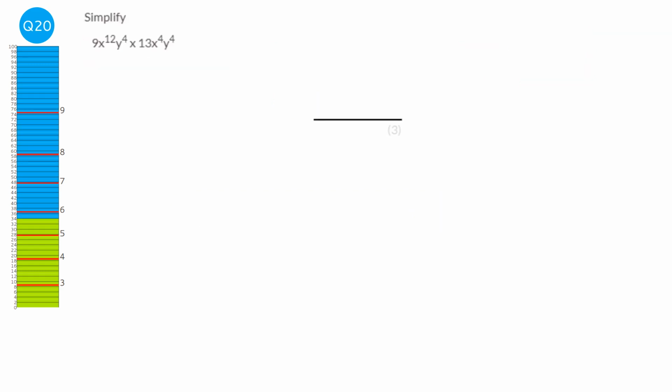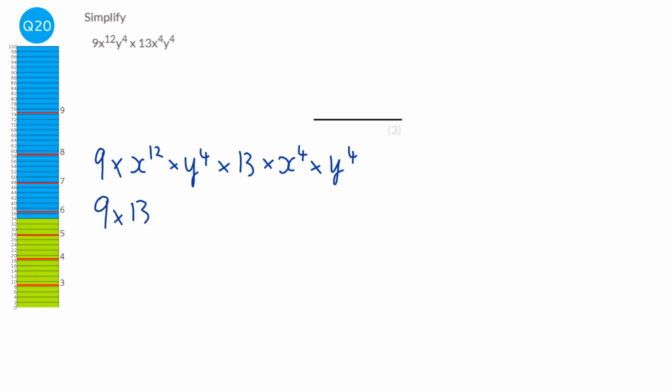There's a lot going on with this question, so I'm going to put in all of the times signs that we don't normally show. So we've got 10 times 12x times y to the power 4 times 13 times x to the power 4 times y to the power 4. And I'm going to reorder these to put the numbers together first of all. With multiplying, it doesn't matter which way around you do it, so I'm not changing anything. I'm going to put the x's together, and I'm going to put the y's together.